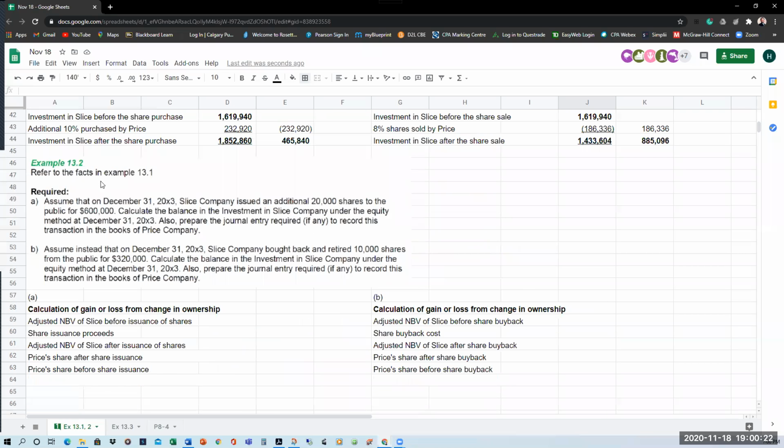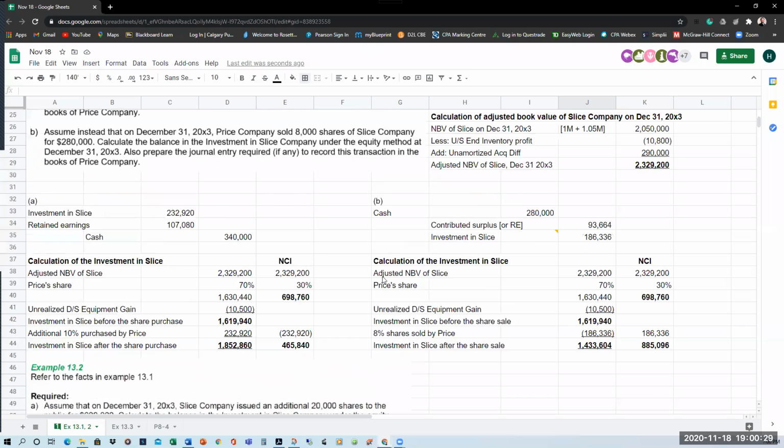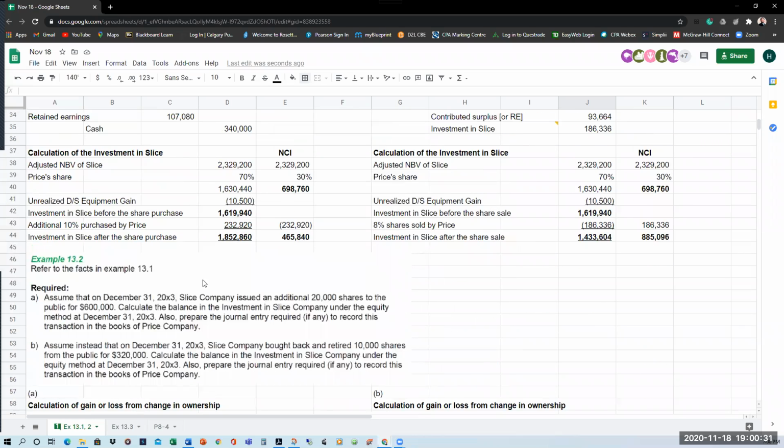All right. So 13.2 is a continuation of the facts that we just covered. Same question essentially. But here, on December 31st, year three, Slice issued an extra 20,000 shares to the public for $600,000. And the requirements are basically the same, right? Record any journal entry needed, calculate the balance in the investment account.